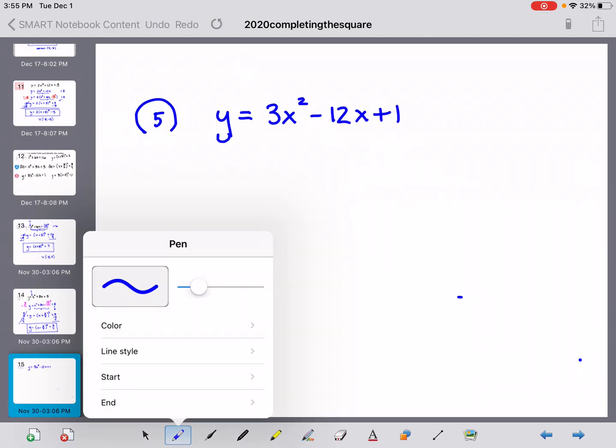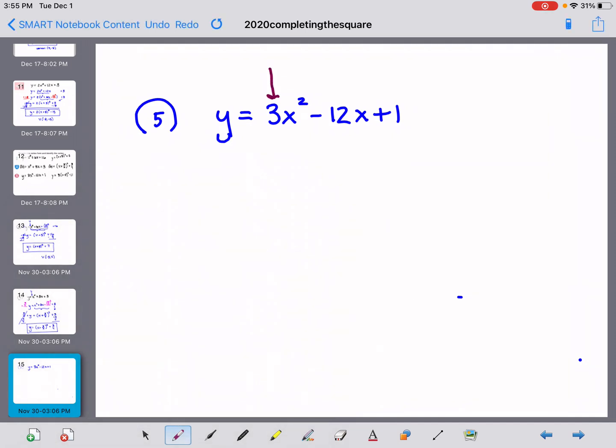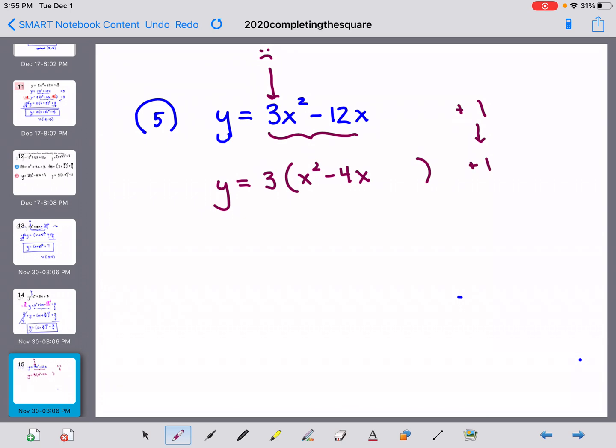All right, and then my last question. I see this 3 and I think, ugh, this is going to be a tricky problem. All right, my approach is initially still the same. Take the 1 and get it out of there. Move the constant off to the side. Just focus on this binomial here. I need to get rid of that 3, so I'm going to factor it out. I'm going to leave a space to complete my square. Bring down my plus 1.